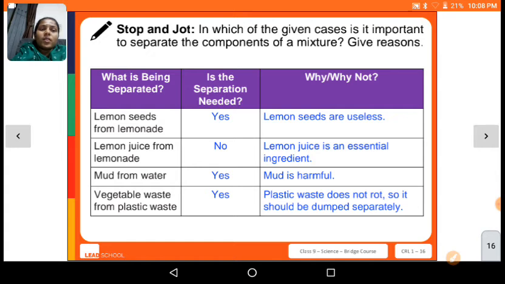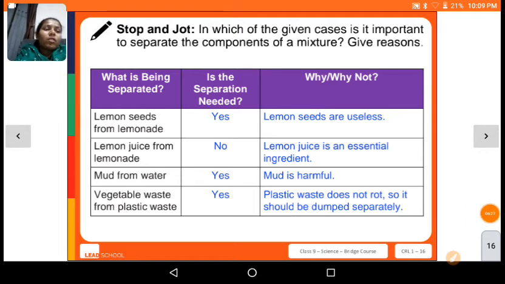So lemon seeds from lemonade, yes, because seeds are useless. Lemon juice from lemonade, no. Mud from water, yes, mud is harmful. Vegetable waste from plastic waste, yes, because plastic waste does not rot, so it should be done separately.